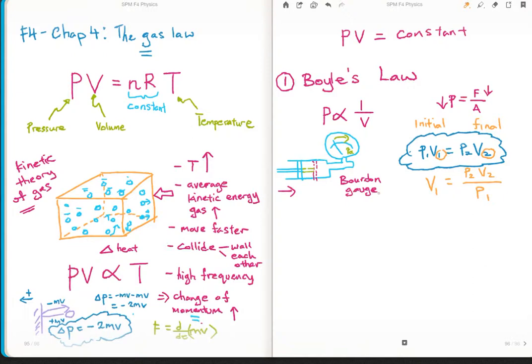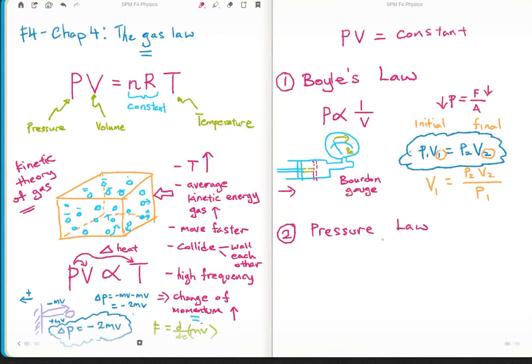Next, the second law. Just like chapter 3 had 3 laws, chapter 4 also has 3 laws. The first one is Boyle's law, the second is the pressure law. In the first one, you deal with PV, and that is called Boyle's law. In the pressure law, you deal with PT.